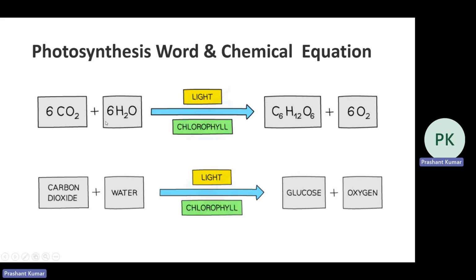So 3 marks means the reactant and product sides should be clearly mentioned. If the reactants are correct, you will get 1 mark, if the products are correct, you will get 1 mark, and if the equation is completely balanced, you will get the third mark. So always remember, you have to remember 6 molecules of carbon dioxide, 6 molecules of water, 1 molecule of glucose, and 6 molecules of oxygen being produced.